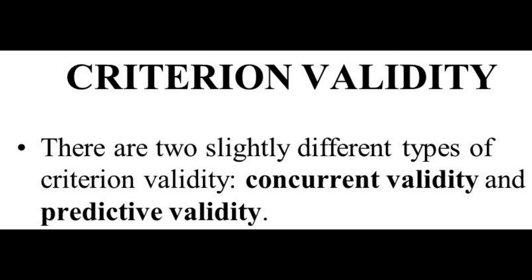Another type is concurrent validity, when the predictor and criterion data are collected at the same time. It can also refer to when a test replaces another test because of course it is cheaper. So for example, a written driver's test replaces an in-person test with an instructor in driving.